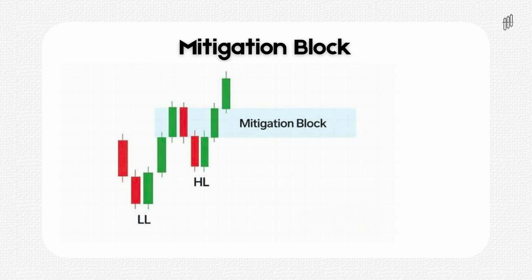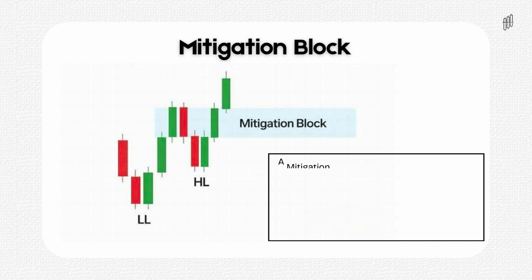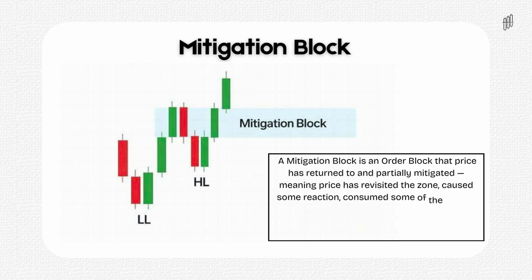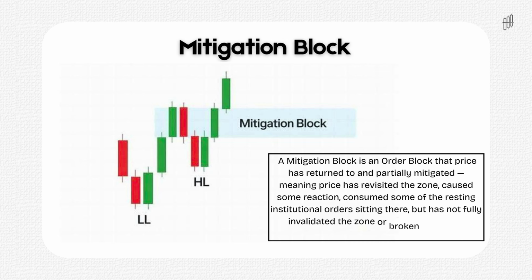Now we arrive at the concept this entire video is built around. A mitigation block is an order block that price has returned to and partially mitigated, meaning price has revisited the zone, caused some reaction, consumed some of the resting institutional orders sitting there, but has not fully invalidated the zone or broken through it completely.